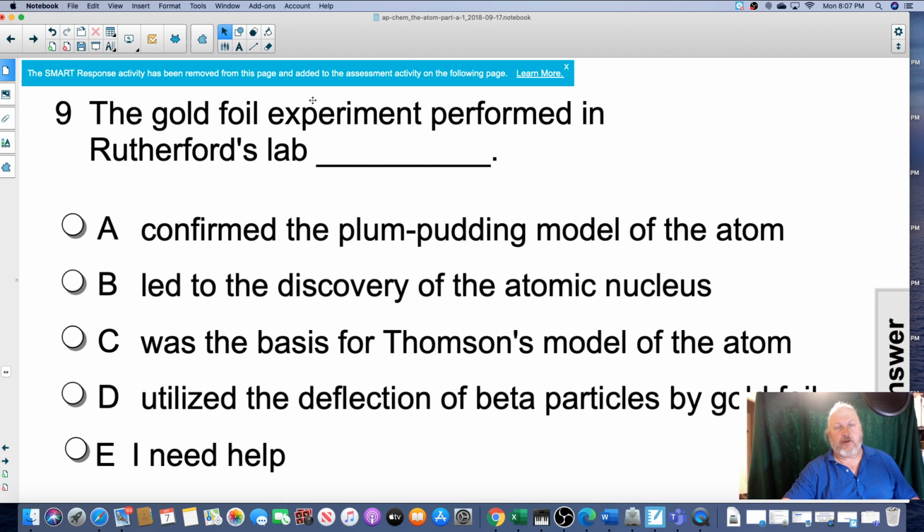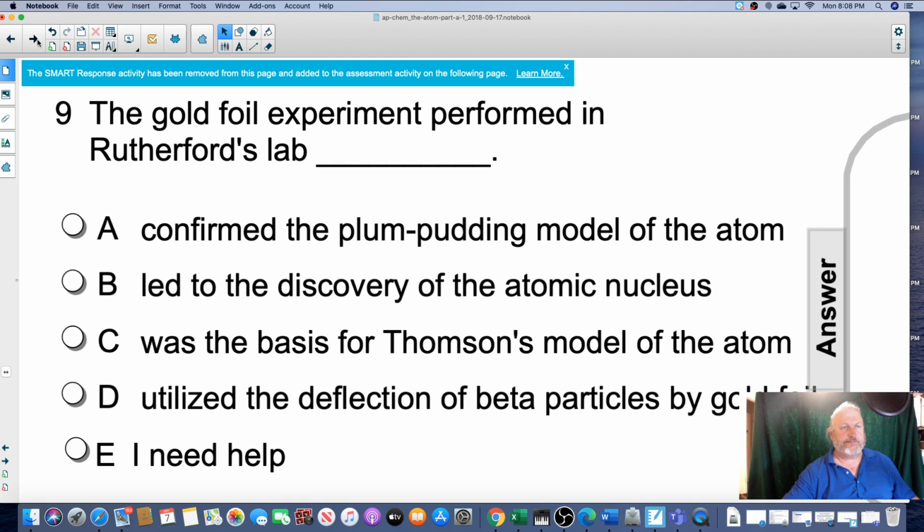So, the gold foil experiment performed in Rutherford's lab did what? Led to the discovery of the atomic nucleus? Was the basis for Thomson's model of the atom? No, he had the plum pudding model. Used the deflection of beta particles by gold foil? No, they were alpha particles, so it has to be B, and that's what it is.